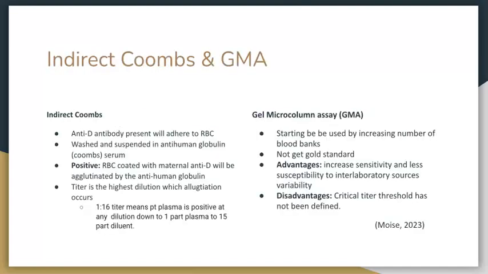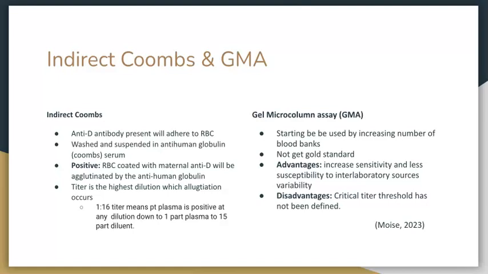Now the indirect Coombs, and I did put here the ADCC as well. It's not routinely used. I just left it here because it was listed in a couple of different resources that I reviewed. More commonly used is the indirect Coombs, which looks at the anti-D antibody present that will adhere to the red blood cells. Essentially, how the testing is done is they wash and suspend the sample in anti-human globulin, which is the Coombs serum.